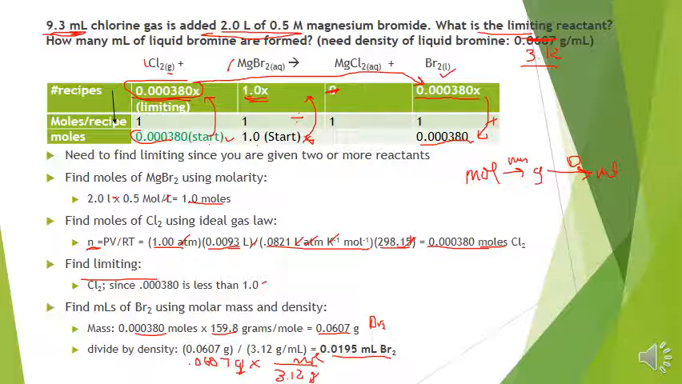So what this says is if you start out with 9.3 mils of chlorine gas and 2 liters of 0.5 molar magnesium bromide, you're going to make 0.0195 mils of bromine liquid. Okay. The magnesium bromide is in excess, and I don't ask you anything about the magnesium chloride.